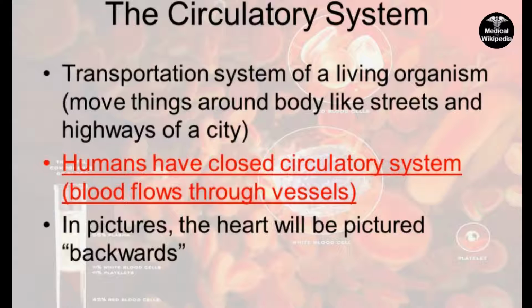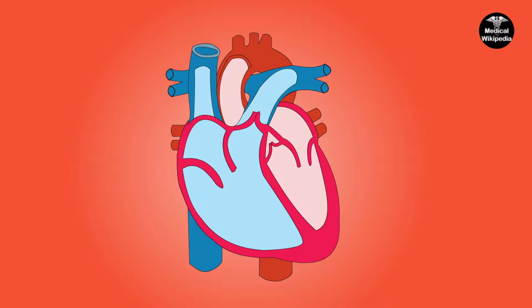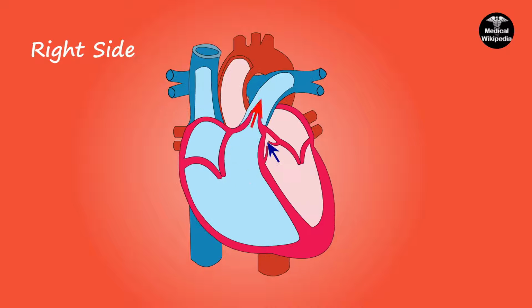The transportation system of a living organism, it moves things around the body like the streets and highways of a city. Humans have a closed circulatory system, where blood flows through vessels. In pictures, the heart will be pictured backwards. The heart is composed mostly of muscle and is the size of a fist.